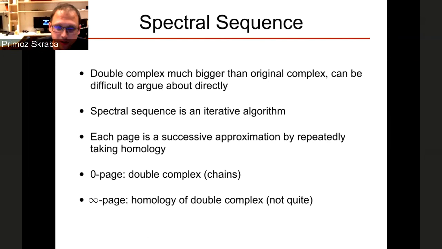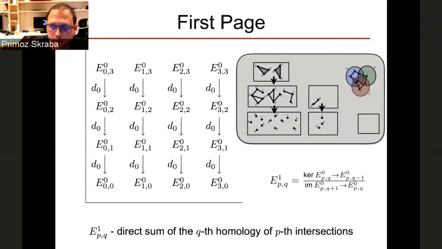Spectral sequence is one of these things that tends to scare a lot of people, but for the purposes of this talk, we're just going to think of it as an iterative algorithm. Each step of the algorithm is called a page. Our input is this double complex, and when we finish, what we hope is that we get the homology. It's not going to be quite the right homology, but we'll be able to fix it in the end. So let's see how the spectral sequence runs.